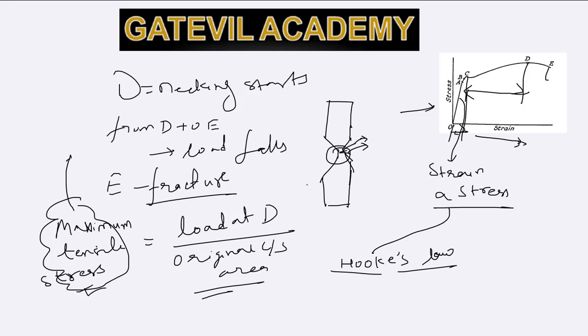Although the load at D divided by the cross-sectional area at necking would also not be the maximum tensile stress. Maximum tensile stress will occur at point E, where the fracture happens, because this will have the minimum cross-sectional area, leading the stress to a maximum value.